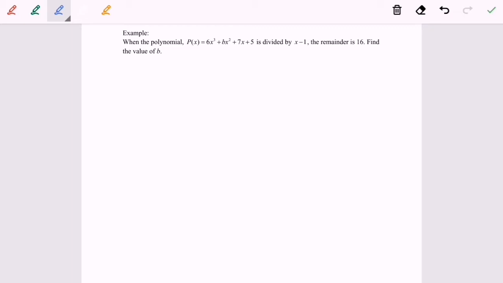Hello everyone. So now I'm going to discuss the example for the remainder theorem. So when the polynomial p(x) is divided by x minus 1, the remainder is 16. The question asks us to find the value of b. So now I'm going to use the remainder theorem. So first I'm going to state the function.